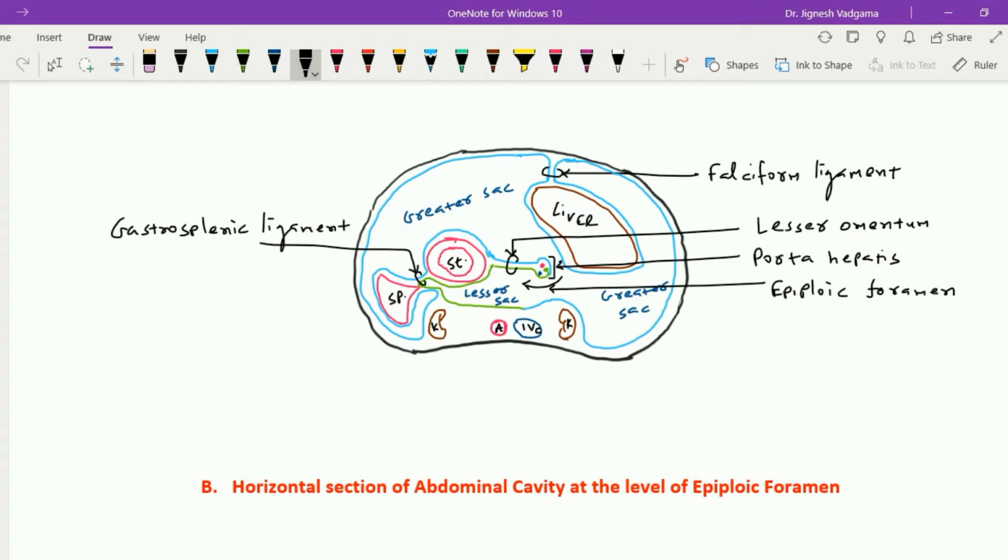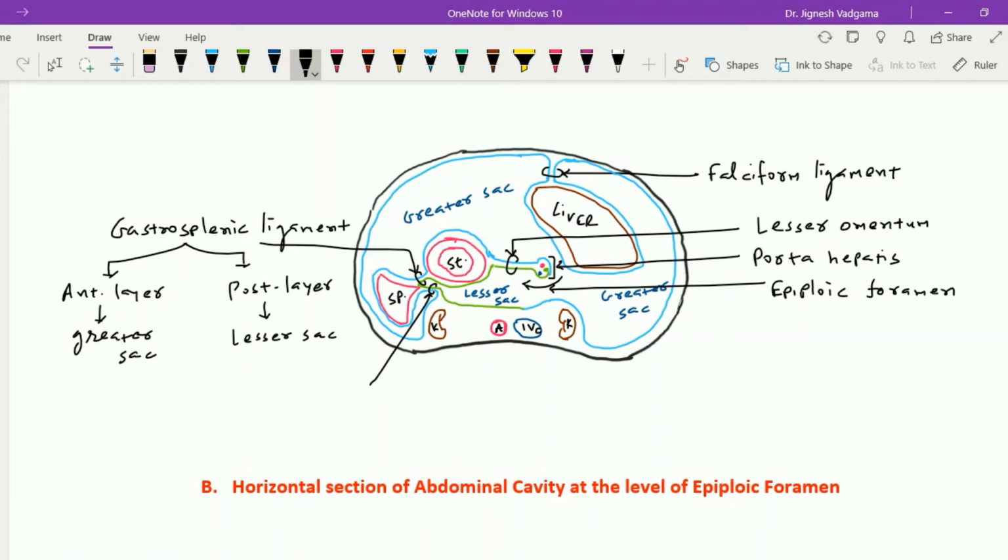In the gastrosplenic ligament, we have an anterior layer and a posterior layer. The anterior layer is the continuation of the greater sac, while the posterior layer is the continuation of the lesser sac. And the ligament between the spleen and the kidney is the lienorenal ligament, where the anterior layer is from the lesser sac and the posterior layer is from the greater sac.